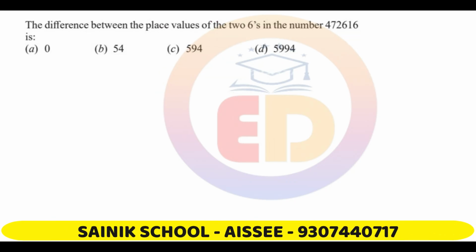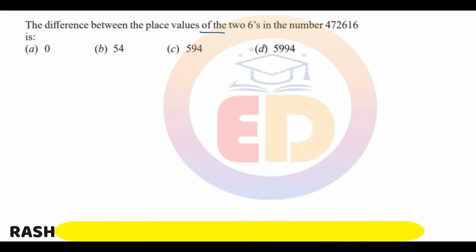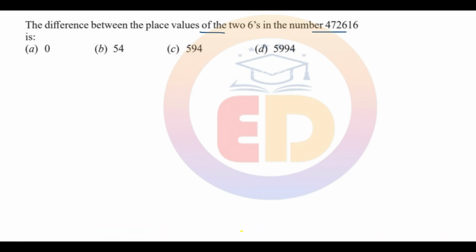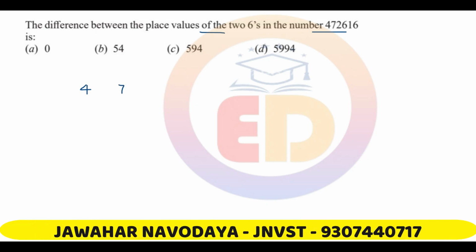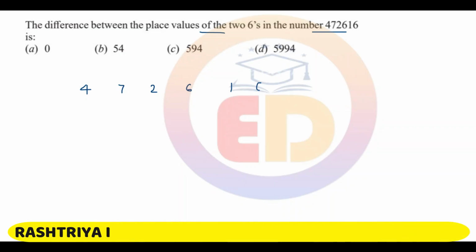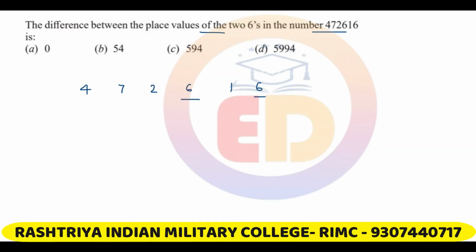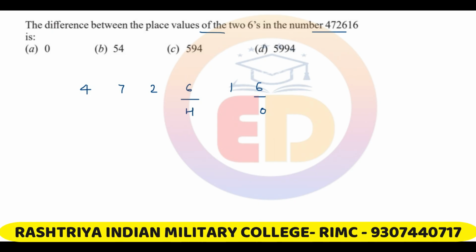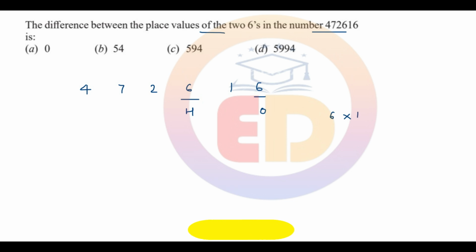The difference between the place value of 2 and 6 in the number 4,72,616. The 2 and 6, let us find out their place value and then take the difference. This is 1's place, this is 100's place. Place value of 6 at 1's place is 6 multiplied by 1, which is 6.